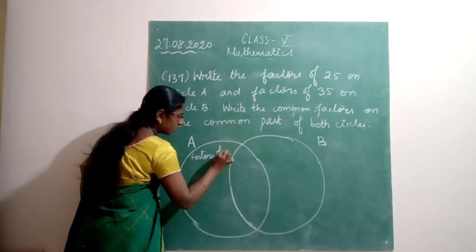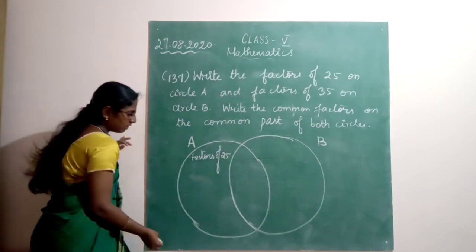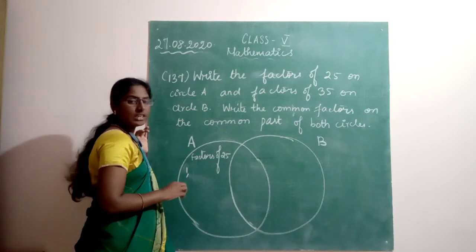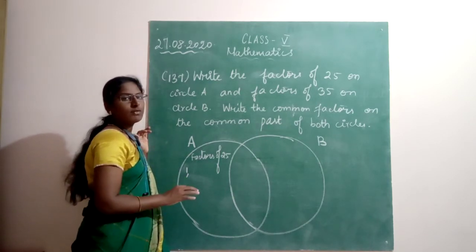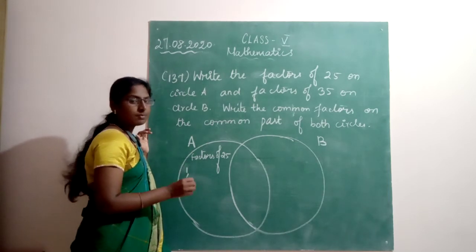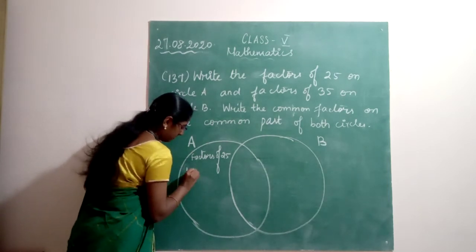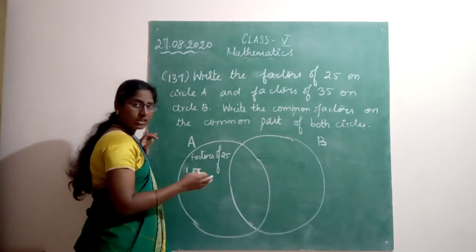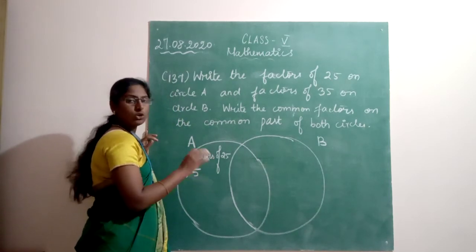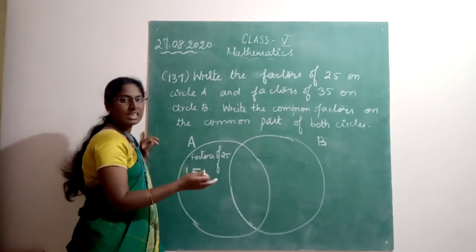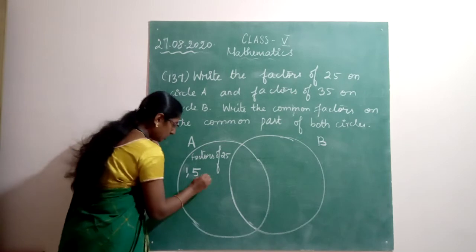factors of 25. Will it come in 2 table? No. Will it come in 3 table? No. Will it come in 4 table? No. Will it come in 5 table? Yes. Then 6, 7, 8, 9, no other table it will come. Only 1 25s are 25 and 5 5s are 25. So that's all.